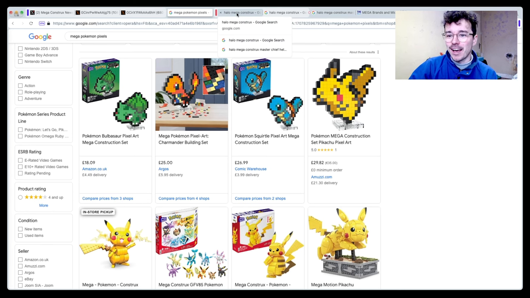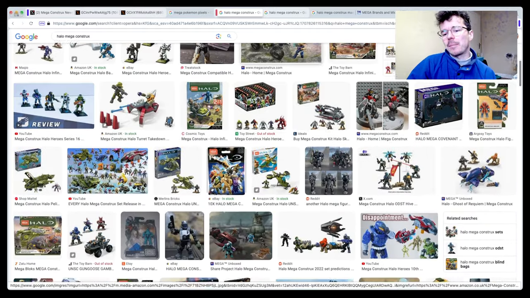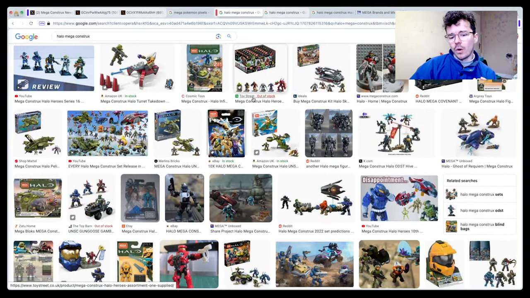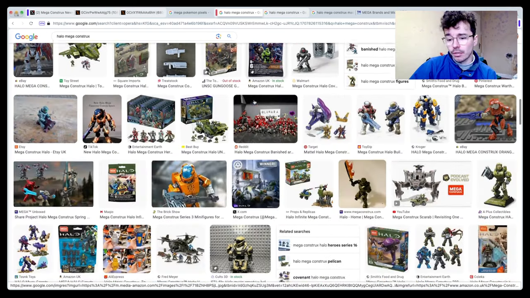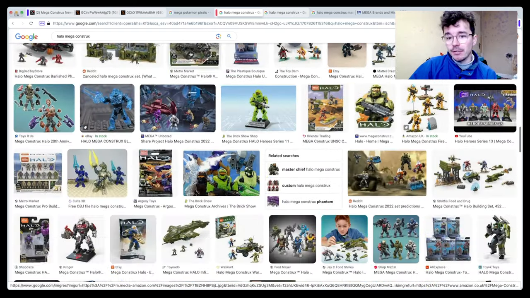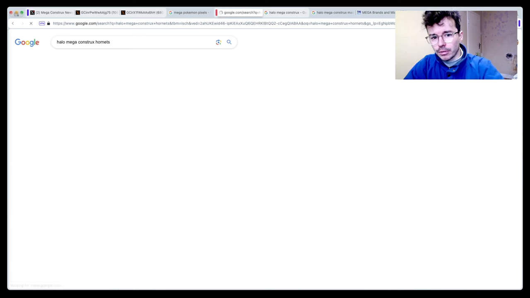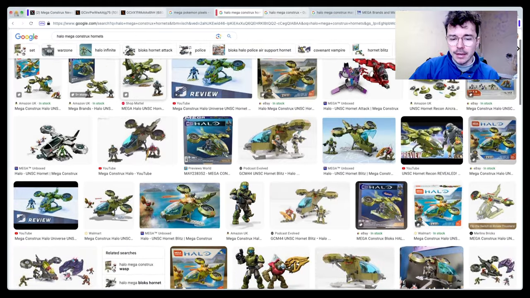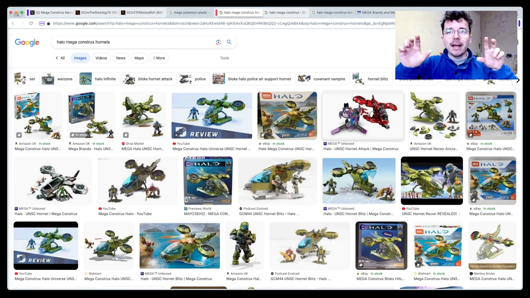Just one second. I thought I'd search around Halo Mega Construx, and think about what would look good or what would actually be successfully mounted on the wall. One of the things that I thought would look really dope is any of the Halo Mega Hornets, right? Because Hornets have really nice symmetry to them, and they have basically a flat base.